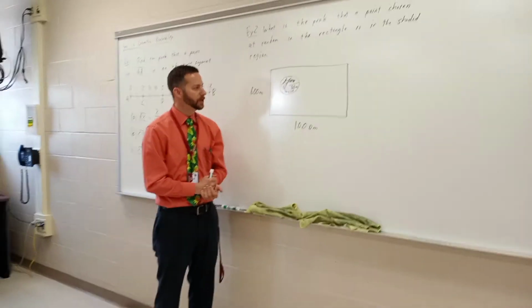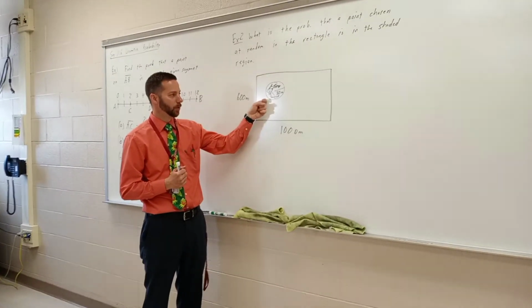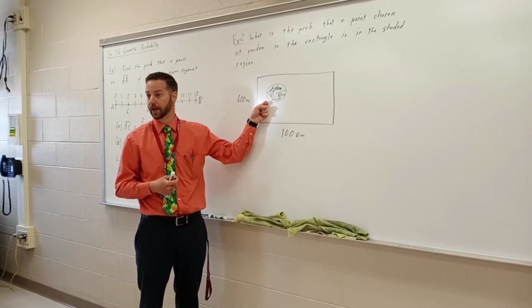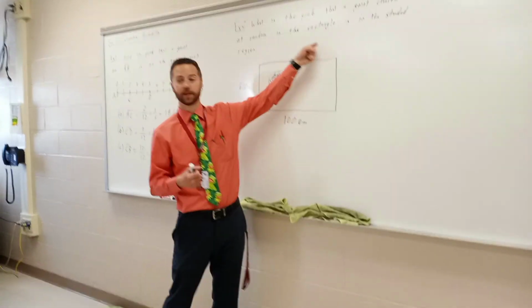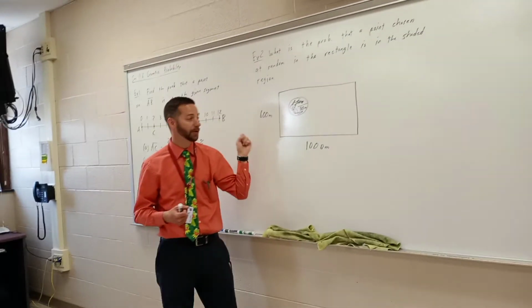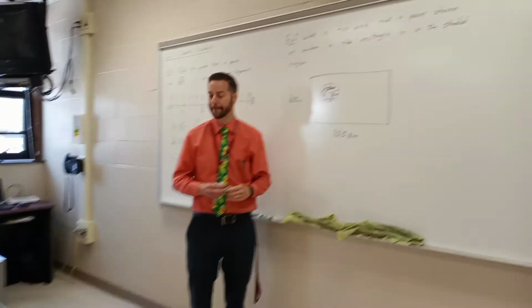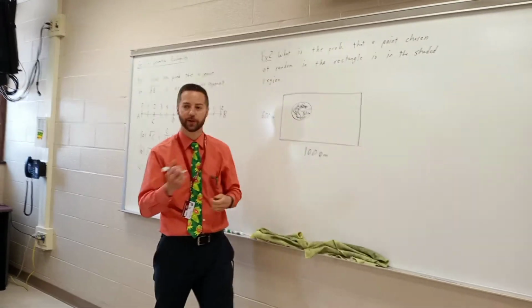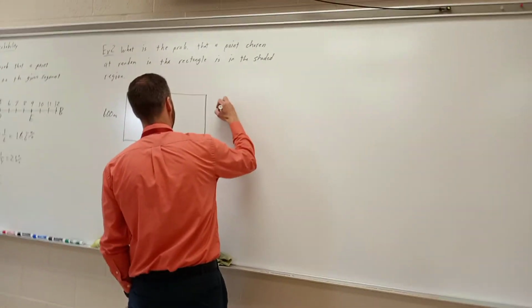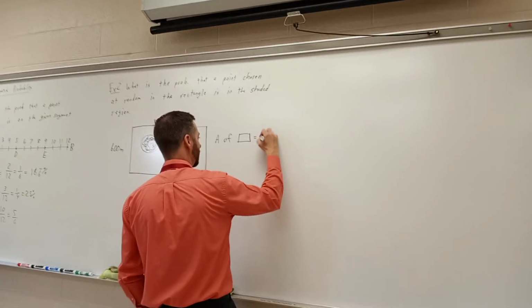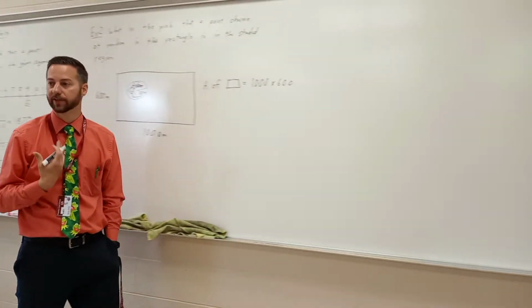So let's see if we could do this. We're going to need to know the area of this circular area we can search, right? And we're going to need to know the entire area that we're looking at. So how do I find the entire area that we're looking at? Basically a rectangle, right? 1,000 times 600, and so this is going to be kind of a big number. So I'm just going to say area of rectangle is 1,000 times 600. Length times width is how we find the area of a rectangle, right?